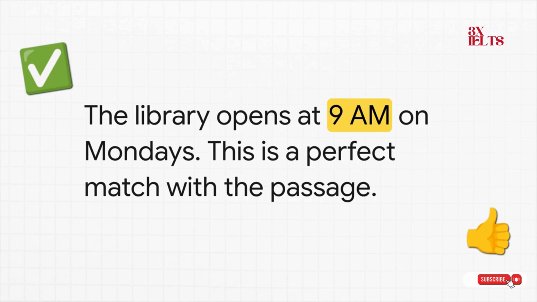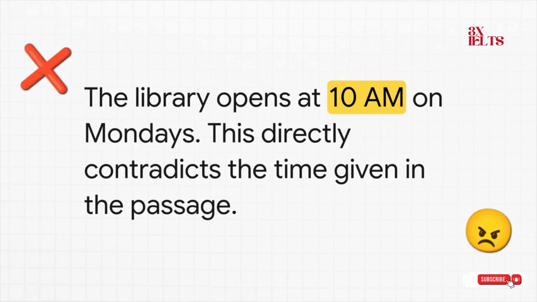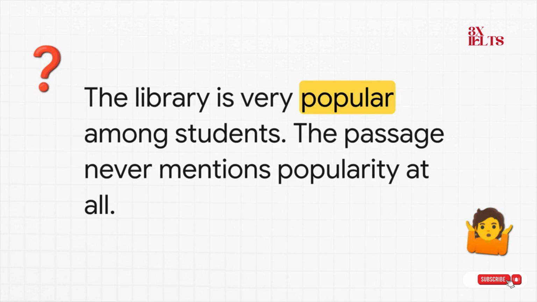Easy enough. Okay, now what about a false statement? The library opens at 10 a.m. on Mondays. So why is this false? Because our text gives us the opening time. It's 9 a.m. This statement directly contradicts that fact. That's a solid false.